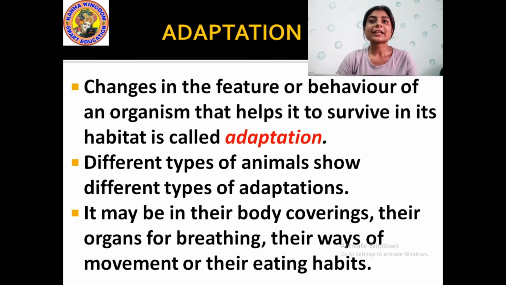Understood? Then different types of animals show different types of adaptation. Now why does this happen? Why do different types of animals show different types of adaptation? Because different types of animals live in different types of habitat. That is why they show different types of adaptation.